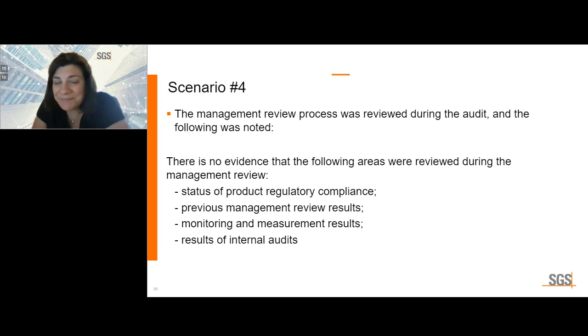Scenario 4. The management review process was reviewed during the audit and the following was noted. There is no evidence that the following areas were reviewed during the management review: status of the product regulatory compliance, previous management review results, monitoring and measuring results, and the results of internal audits. Is this a nonconformance?